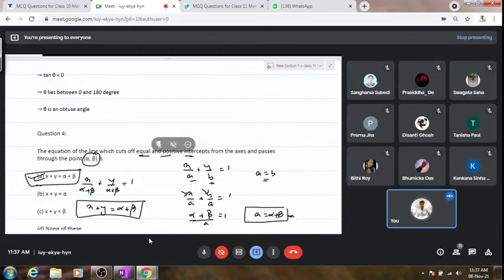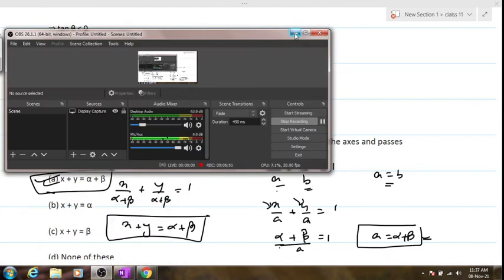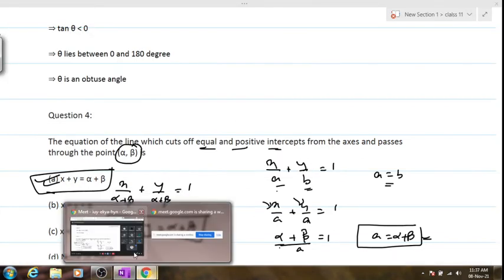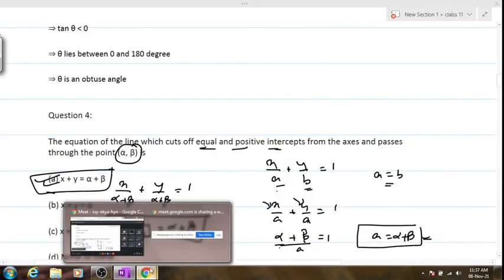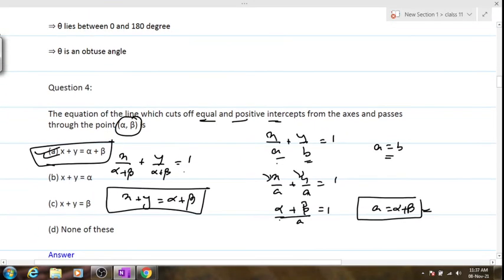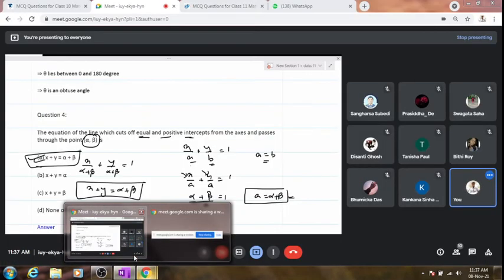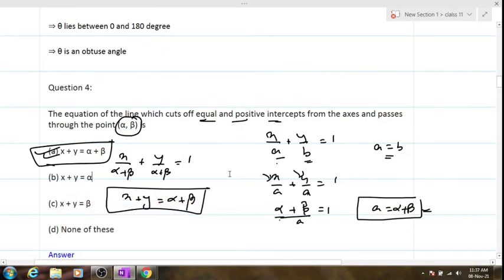Is it clear? Kankana, did you get a mistake? You went completely wrong. I hope it's clear to everyone. Yes or no? I need 3-4 yeses at least. Prerna Jha's internet connection is always in and out. Can I move on to the next one? Yes or no? No.